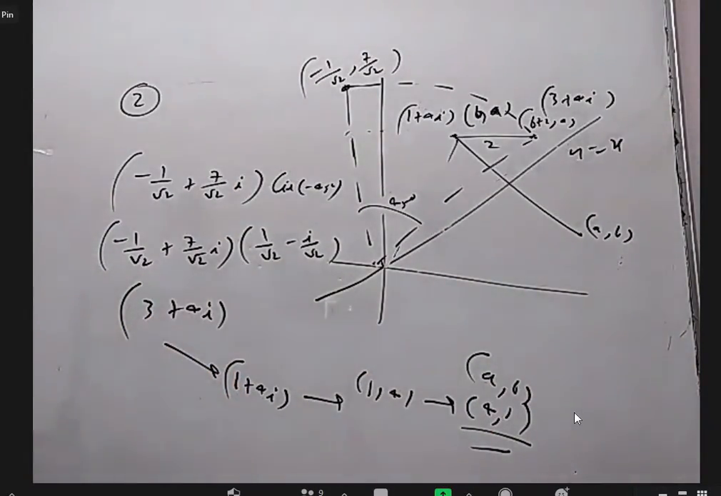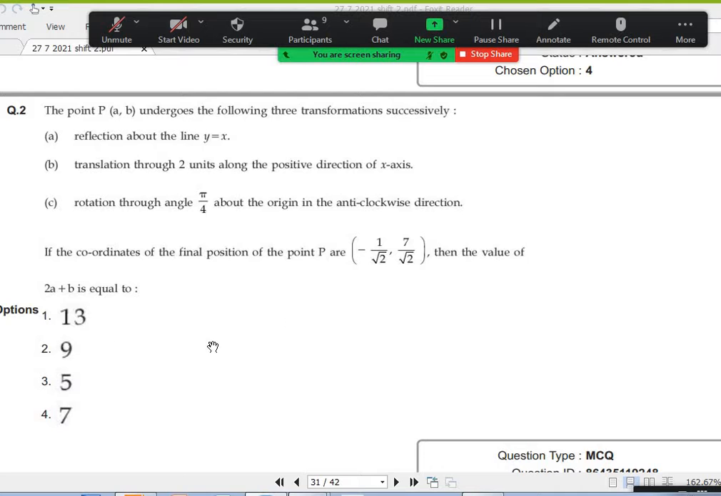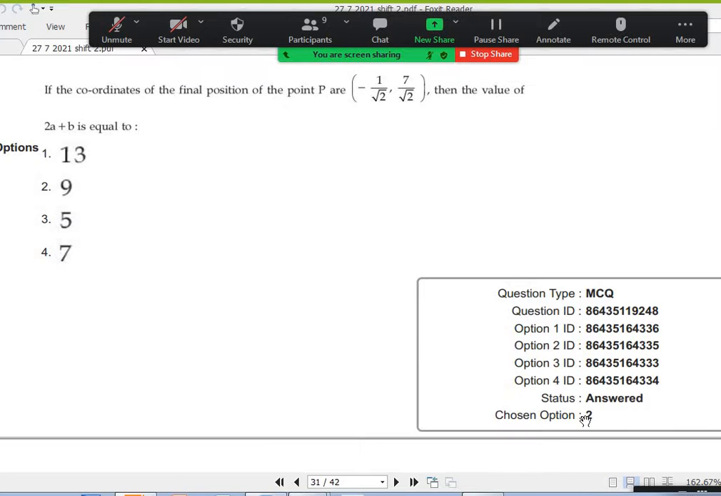Now they want 2a plus b, so it will be 9. They want 2a plus b, it is 9. So option 2 was correct.